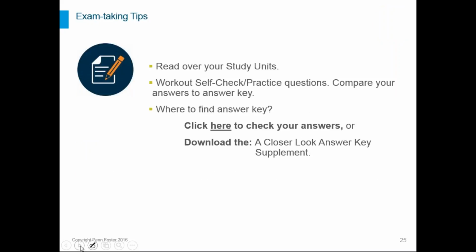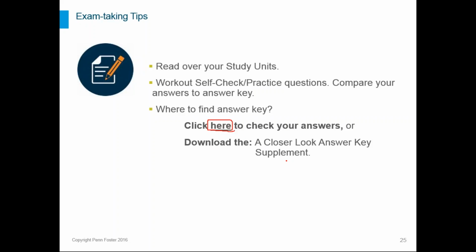For the exam, do the self-checks or the practice questions. Sometimes there are work-it-out sections, so try to do these. The answer keys for all of that are provided as part of the course. You will find them either by clicking here at the end of each self-check group. You're able to check your own answers just to know if you are on the right track or not. Or some of you may find the answers in a separate document under the course, the A Closer Look answer key supplement. It has all the answers as well.